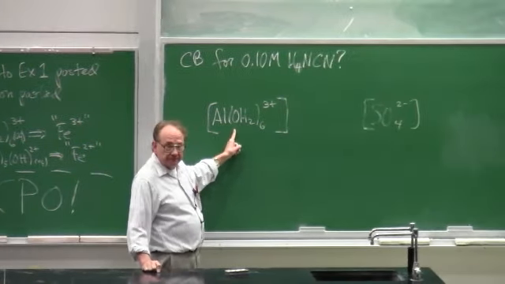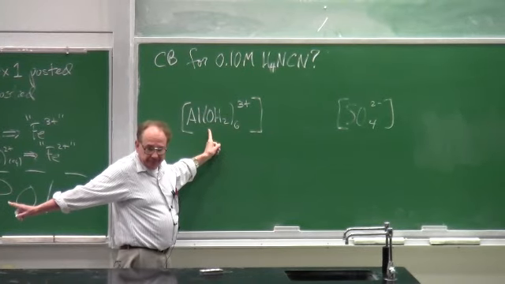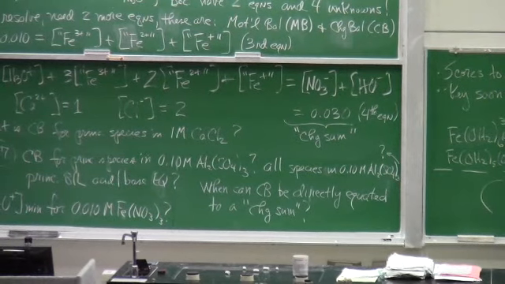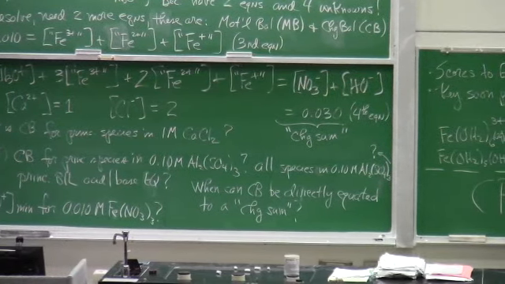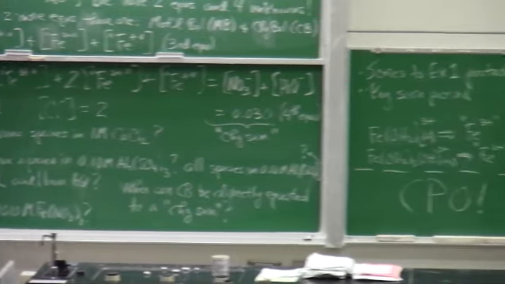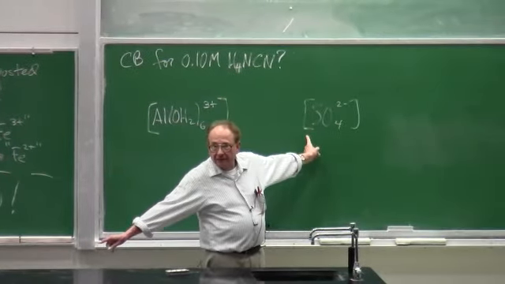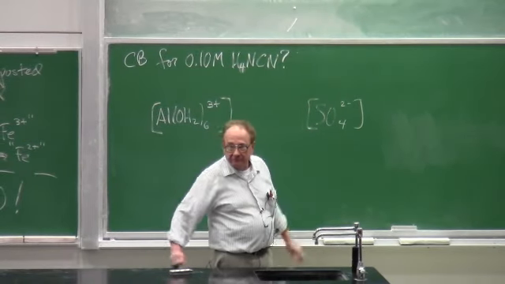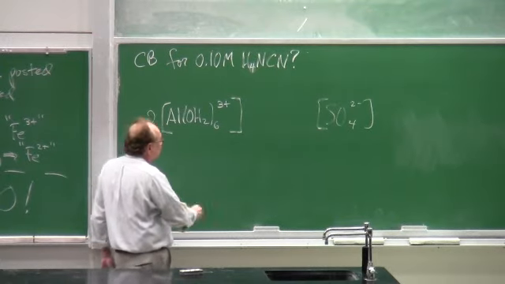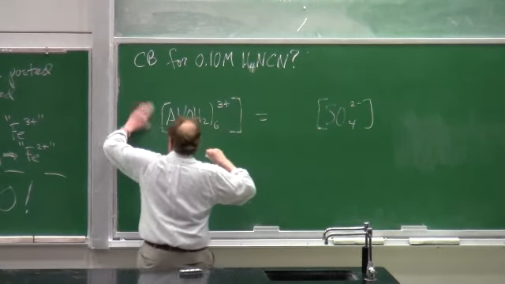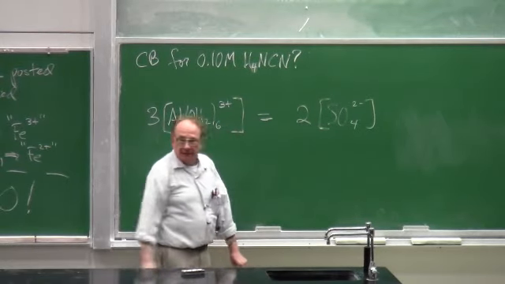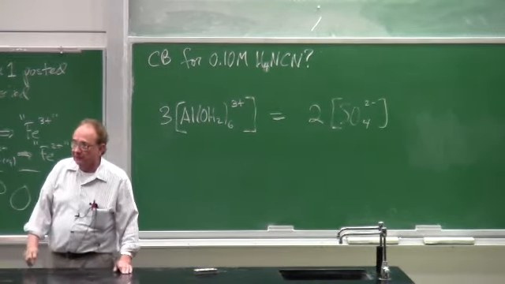Molarity of this? 0.20. Molarity of this? 0.30. Multiplier? Multiplier. Charge magnitude.